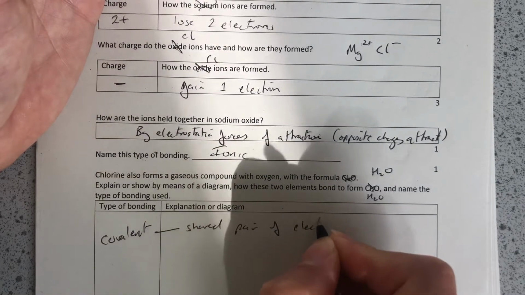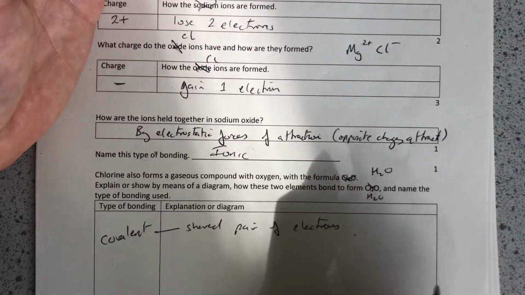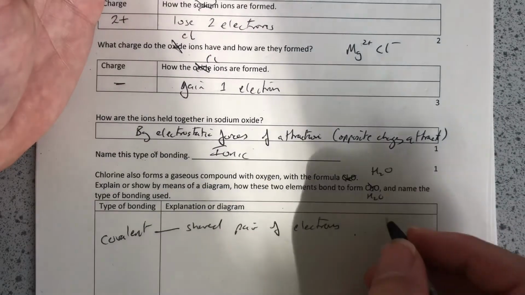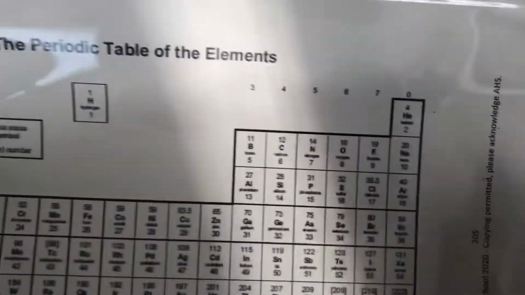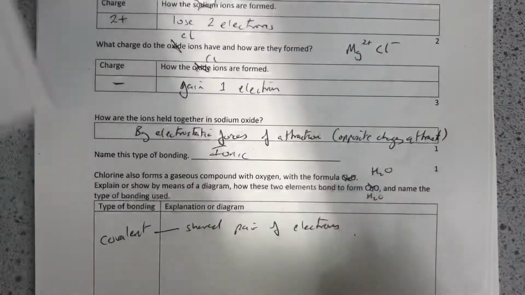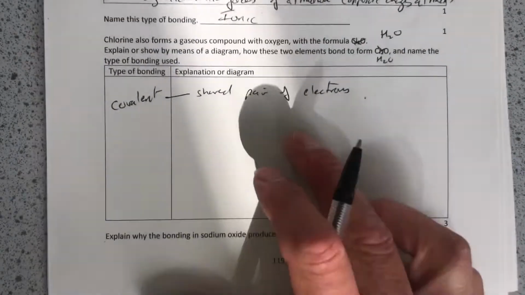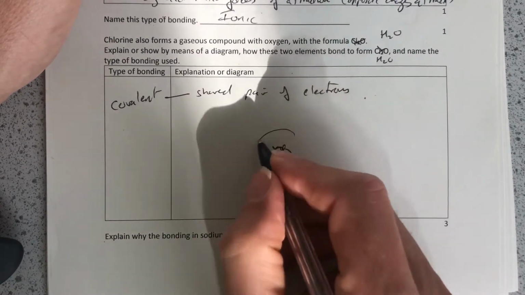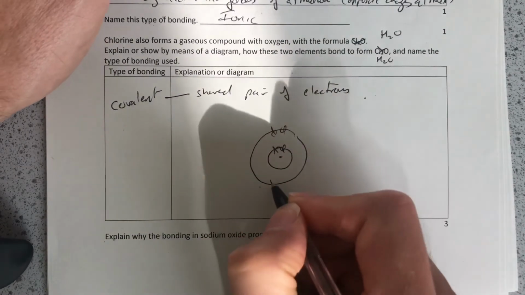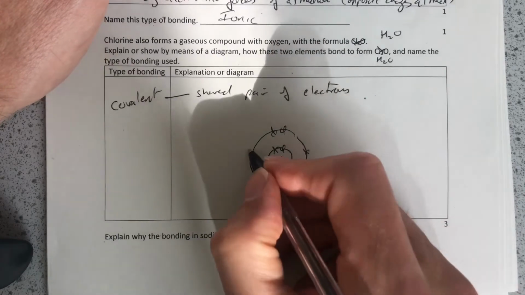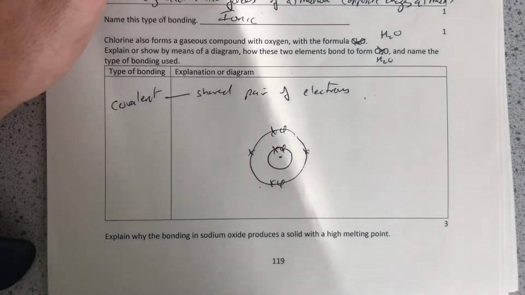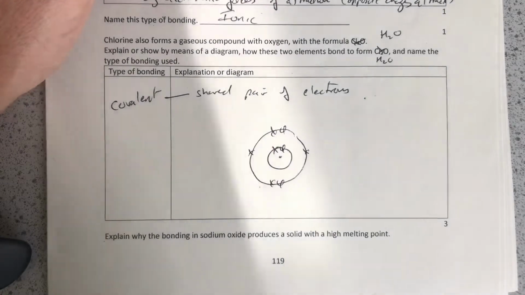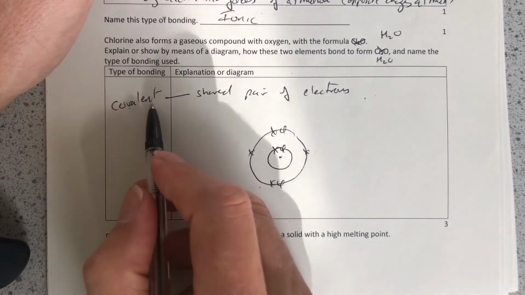Now with covalent bonding, we do dot and cross diagrams. So I'm doing H2O. If I look at the periodic table, I see oxygen has an atomic number of 8, so I'm going to do a dot for the nucleus, 2 electrons on the first shell and 6 on the second shell. Now looking at this, oxygen needs 2 electrons to complete its outer shell. Therefore, it's going to form 2 covalent bonds.